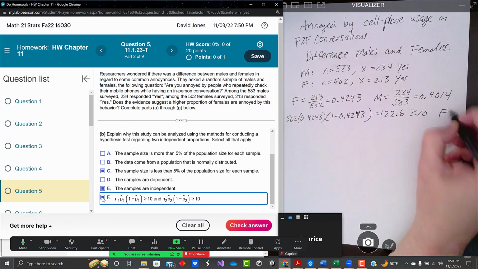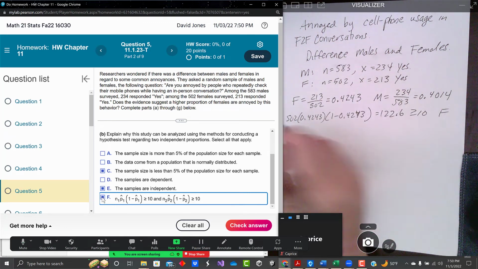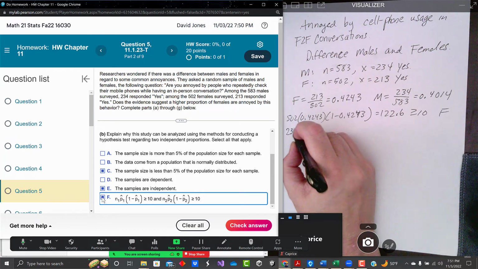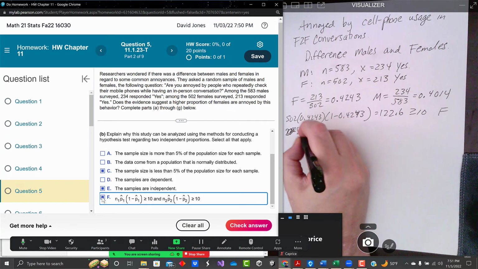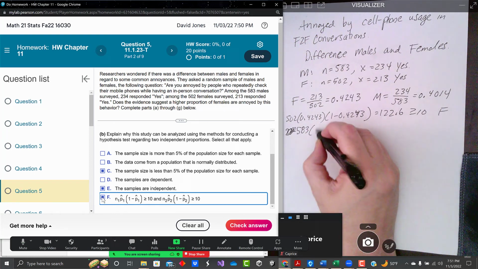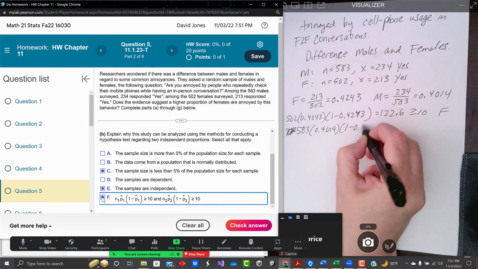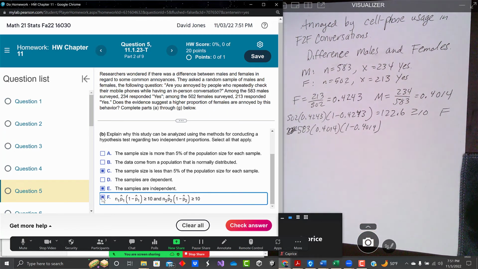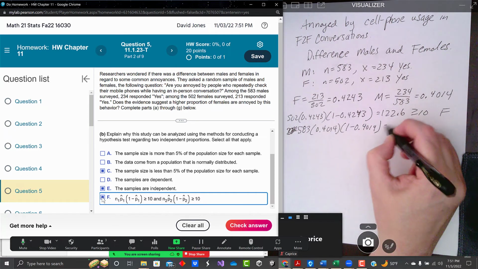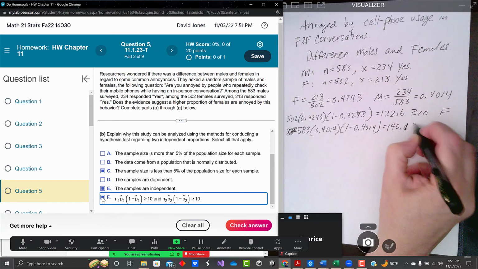That was for females. For males, 234. Nope, that's not the sample size. 583 was the sample size. This is definitely going to be true. But let me just figure out what it is. Times parentheses 1 minus 0.4014. And I get 140.1. Also bigger than 10.